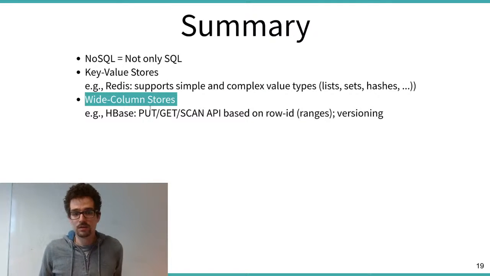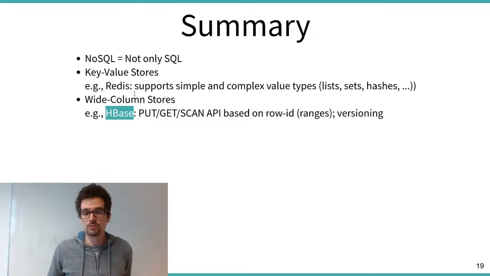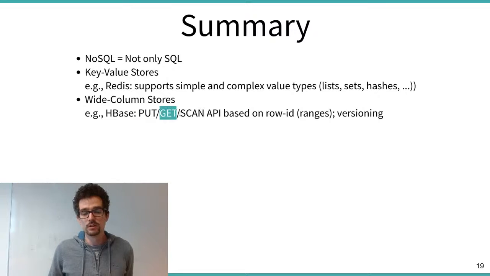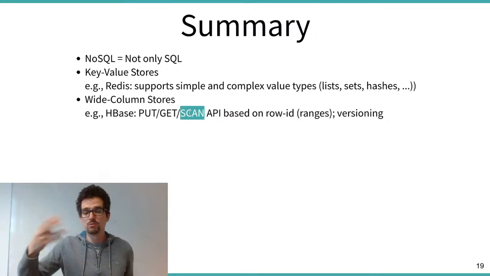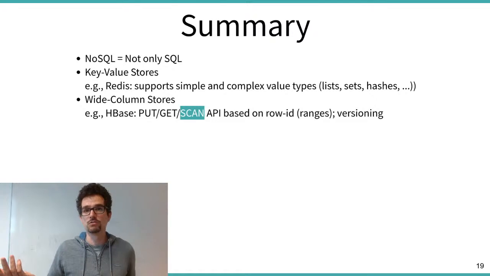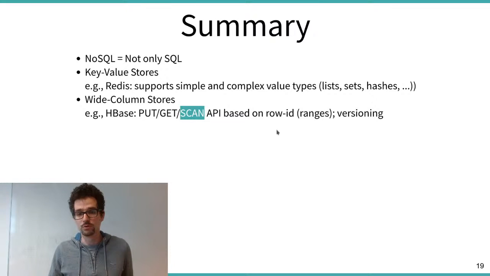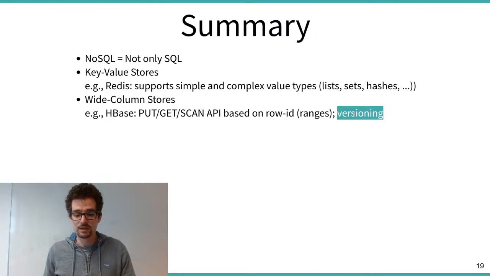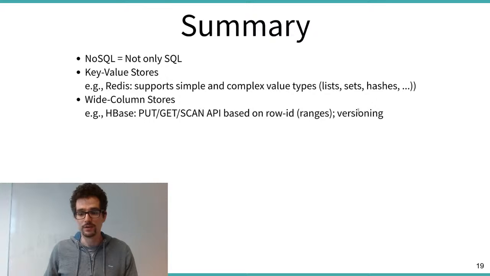In wide column stores, we saw that HBase stores tables. Each row in a table has a row ID and arbitrary columns in column families. We saw the put command to insert a new row, get to find the row with a specific row ID, and a scan command to find rows in a specific range or all rows. A very nice feature of HBase is versioning, so we can store previous values of our columns to have a kind of history, and we can ask what the value was and when.